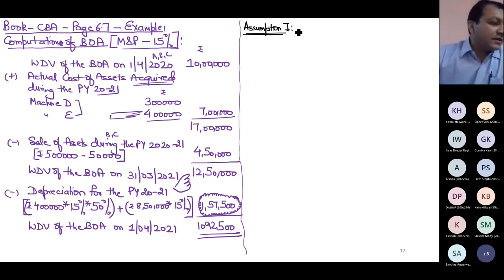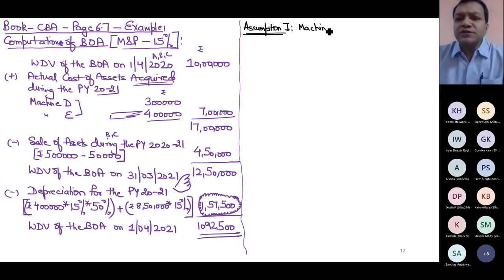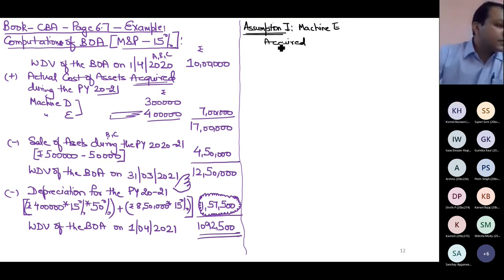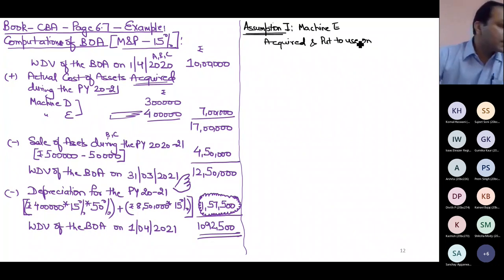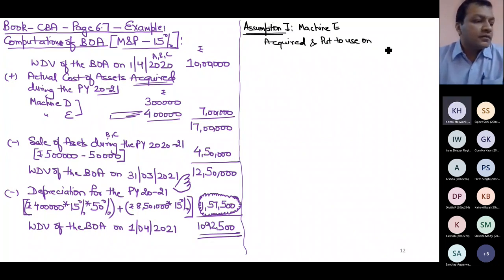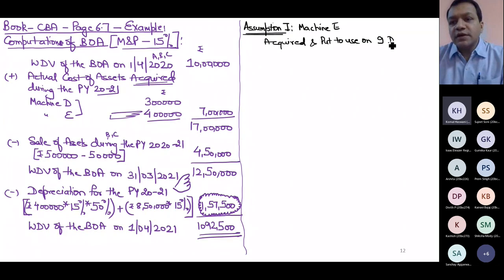Now you tell me, if I make a change, machine E, can you tell me right now machine E is acquired on which date? December 2020. Machine E, 4th December? Machine E is acquired and put to use on which date right now? 9 December. 9 December 20.